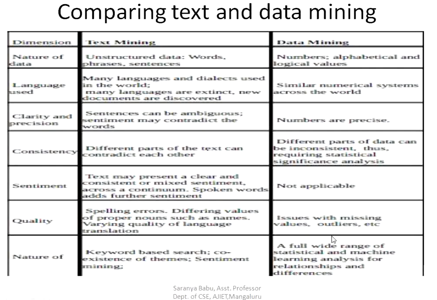Quality: there can be spelling errors, different values of proper nouns such as names, varying quality of language. Here, issues with missing values and outliers, we had already seen those issues in data mining. Now the nature: keyword based search, coexistence of themes. Here a full wide range of statistical and machine learning analysis for relationships and differences. Fine.